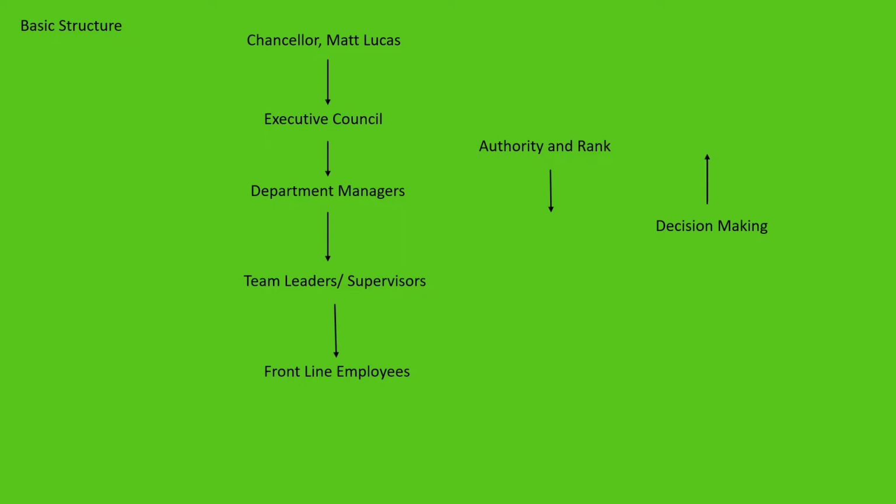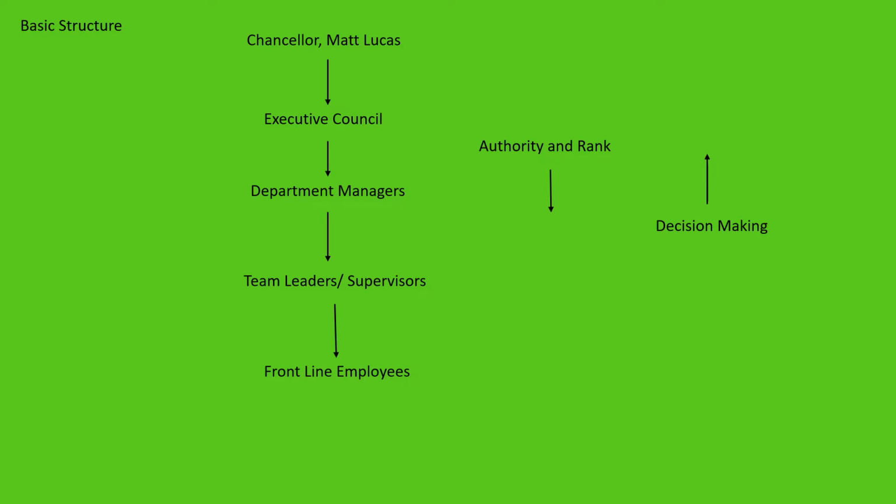So yeah, the basic structure of the organization runs: Dr. Matt Lucas, the chancellor, then the executive council member, department managers, team leaders or supervisors when applicable, and the frontline employees. And authority and rank, of course, the higher up on this chart, the more explicit or defined power they have.